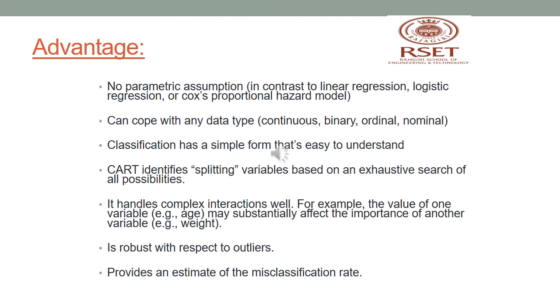So let's see the different advantages of the CART algorithm. There are no parametric assumptions, and it can cope with any data type: continuous, binary, ordinal and nominal. The classification has a simple form that is easy to understand. CART identifies splitting variables based on an exhaustive search of all possibilities. It handles complex interactions well, is robust with respect to outliers, and provides an estimate of the misclassification rate.